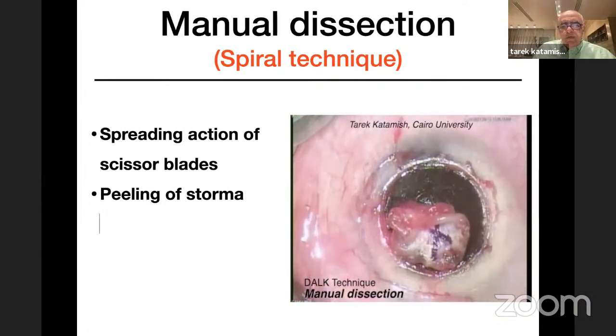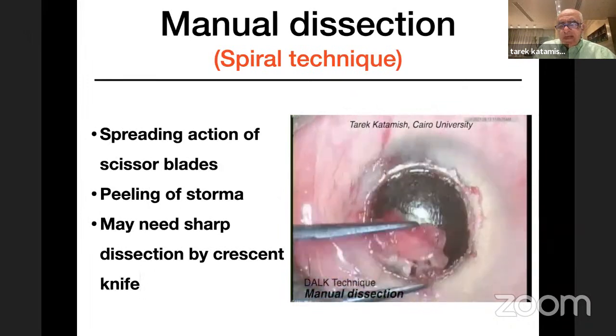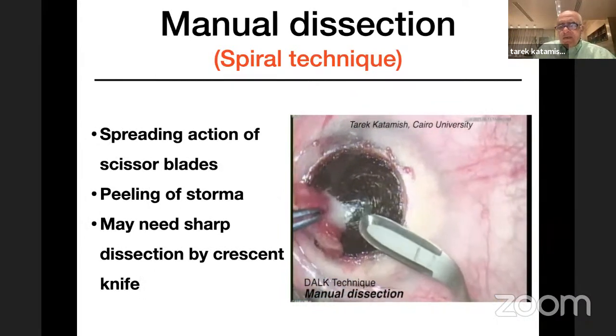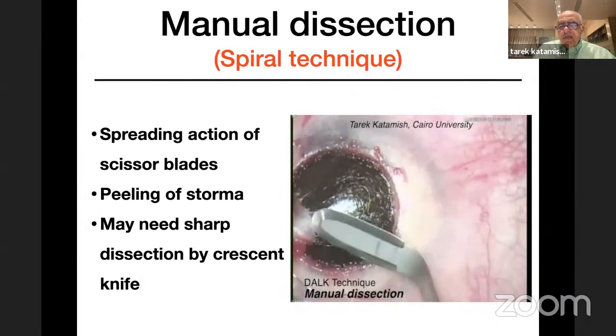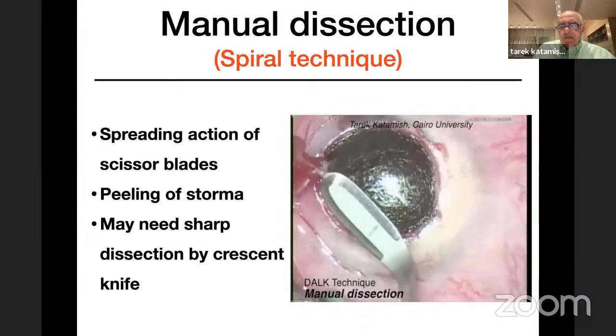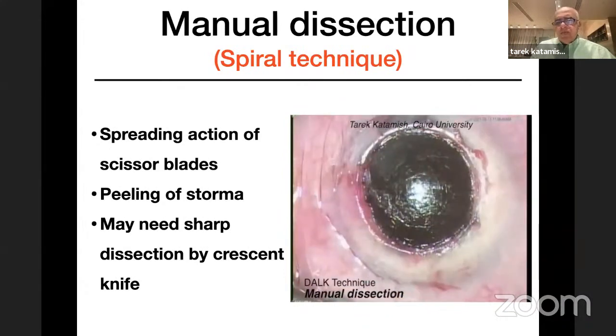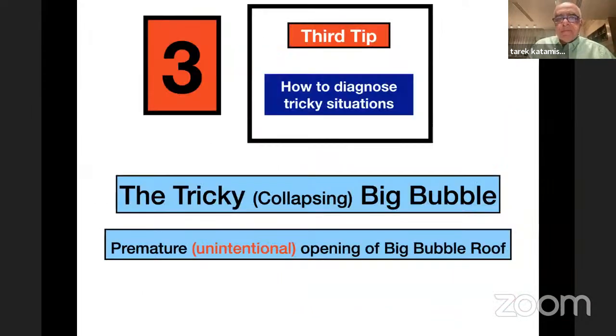Sometimes we may need some sharp dissection, like using a crescent knife, to continue this peeling technique. So you have to put your manual dissection technique in your pocket in case you don't have the big bubble. The third group of tips is how to diagnose some tricky situations.